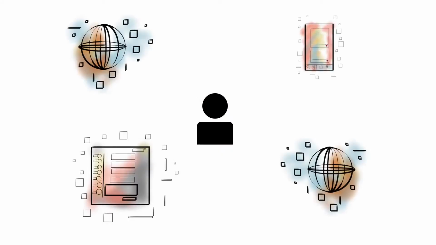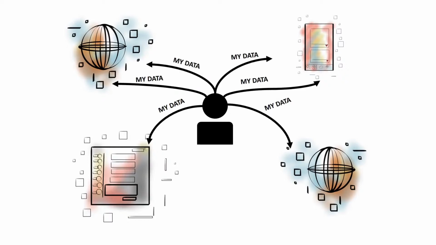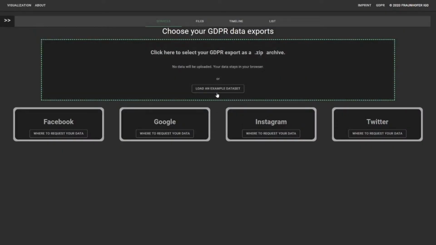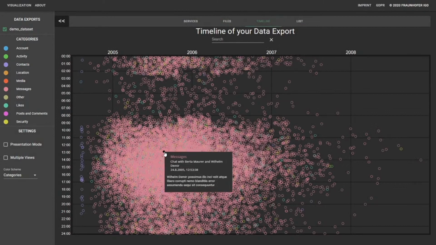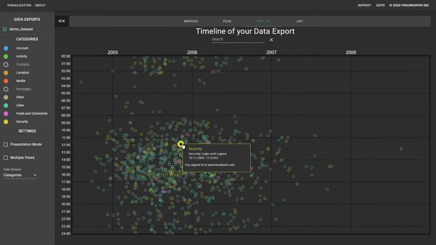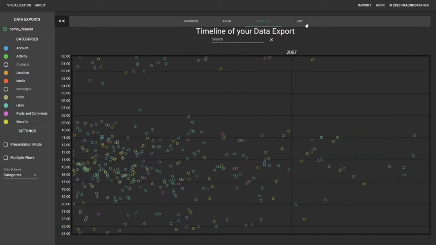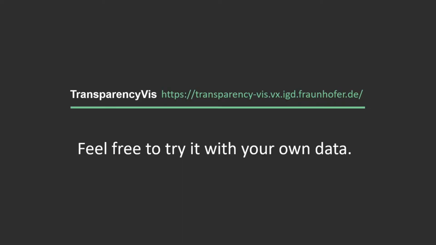Nowadays, online services are used for all kinds of activities. Strategies to increase the situational awareness of personal data stored by online services are needed. We present Transparency VIS, a visual, interactive web application. It allows common internet users to explore their personal data exports, which can be requested from online services like Facebook, Google, Instagram, or Twitter. Feel free to try it out online.